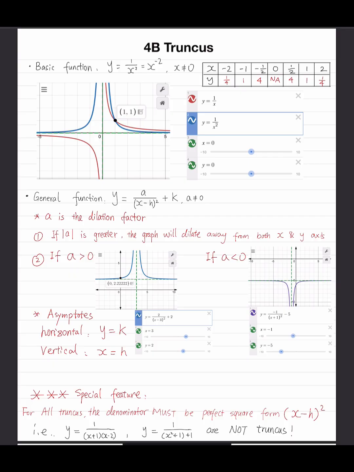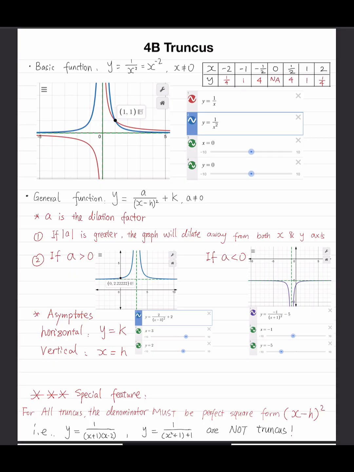So firstly, the basic function of a truncus: you have y equals 1 over x squared, or you can write it as x to the power of negative 2. As you can see, since it is x squared in the denominator, x squared itself cannot be negative, but since it's at the denominator, x cannot be equal to 0. Therefore, y will always remain positive. We'll again create this xy table.